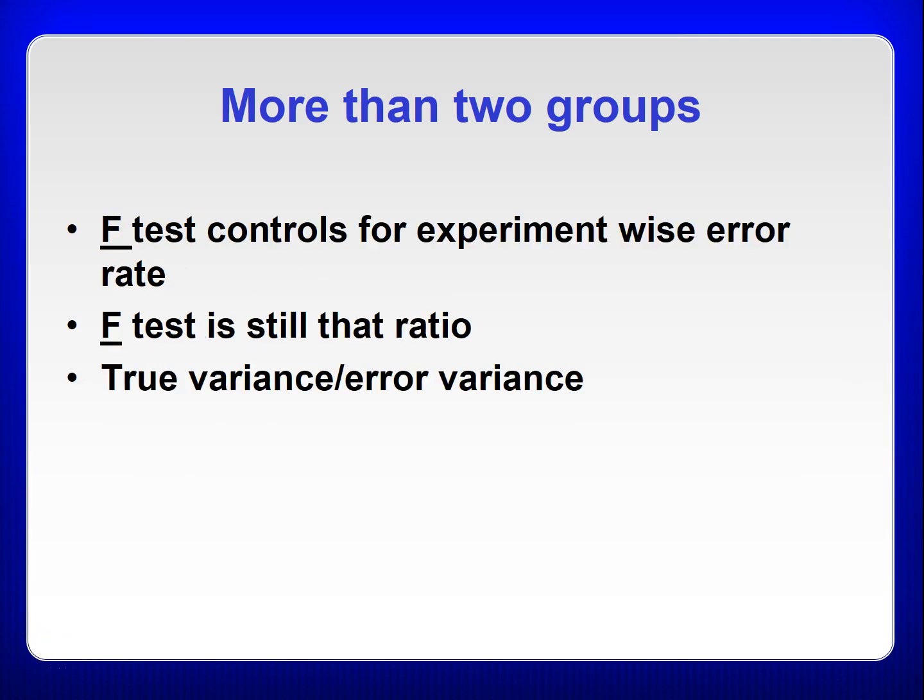The F-test controls for the experiment-wise error rate. The F-test is still that ratio between true variance and error variance. In simple ANOVA, t is a special case of F when there are only 2 levels of the independent variable, or groups. In fact, this relationship, t squared equals F, is exact. You can check this in any ANOVA table of the output.